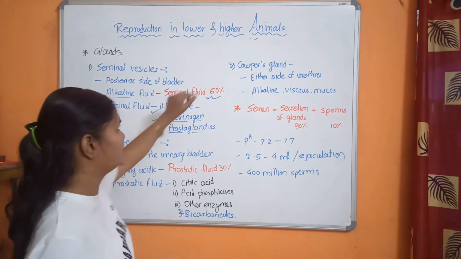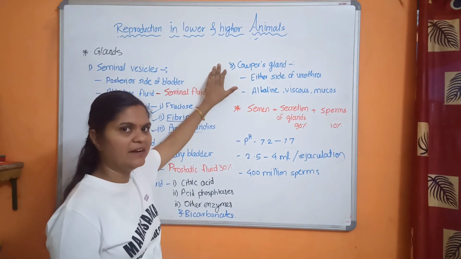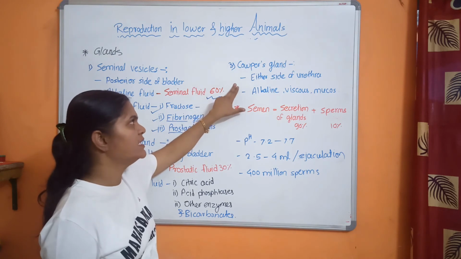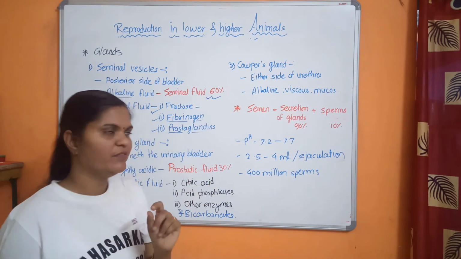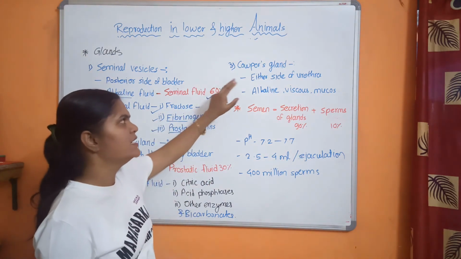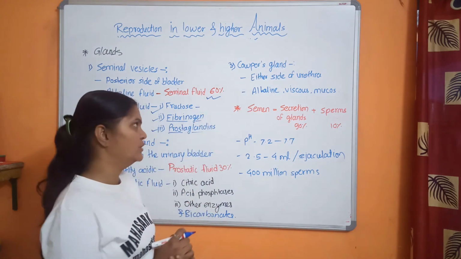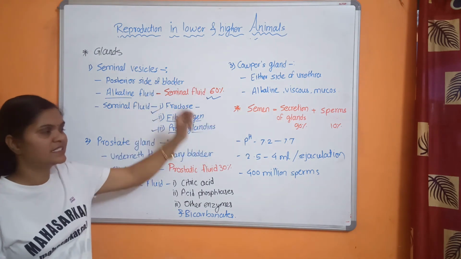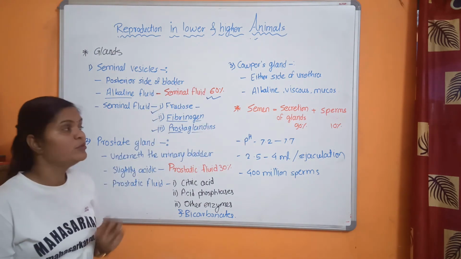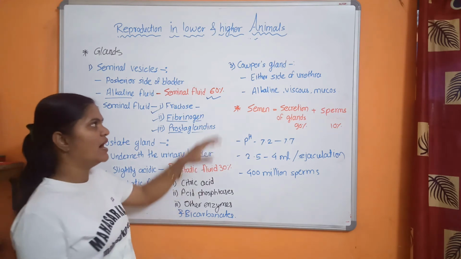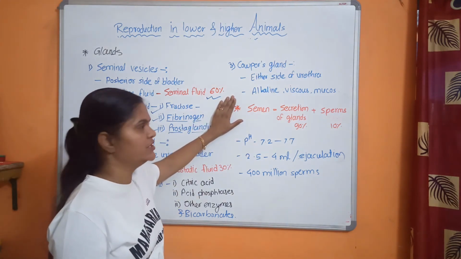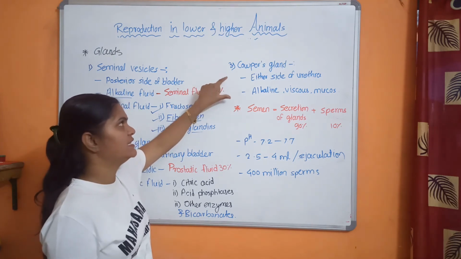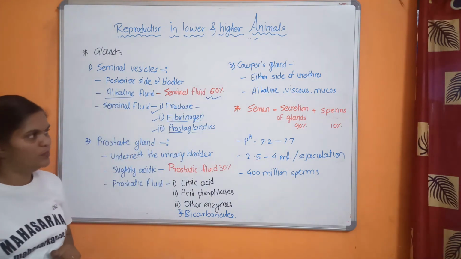And the last and very small gland is Cowper's gland, also called the bulbourethral gland. It is a very small pea-shaped gland present on either side of the urethra. It produces an alkaline, viscous, mucus-like fluid. This mucus is essential for the lubrication of sperms.